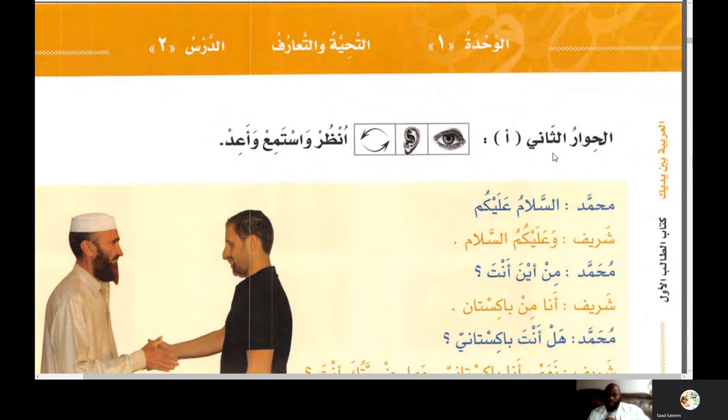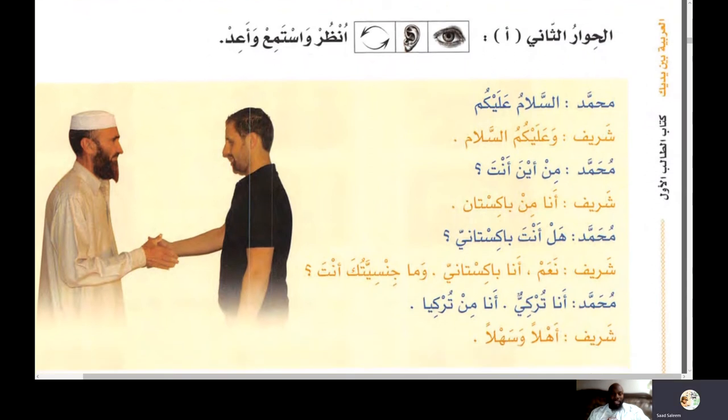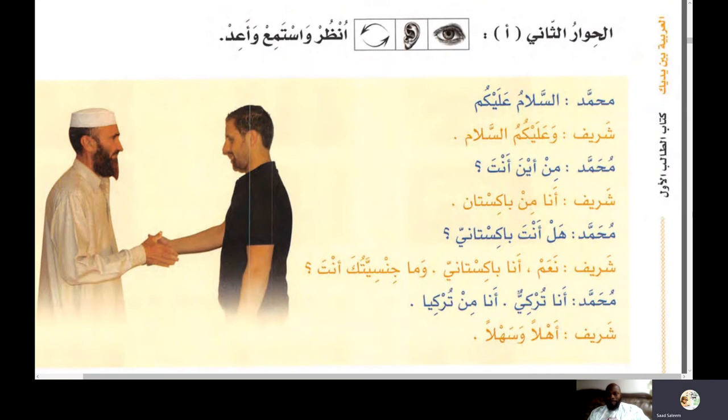Al-hiwaru. Here we have a shadda. Shadda tells you to join the sa with the dhamma. Al-hiwarus-sani. Hamza. Okay. Unthur wastamir wa ahid. Next. Muhammad, assalamu alaikum.